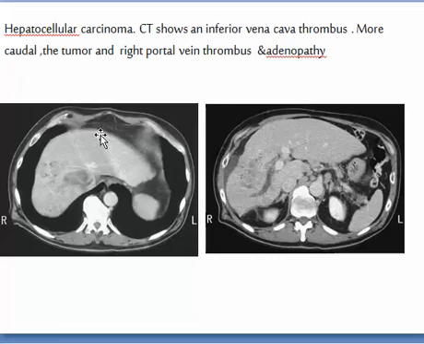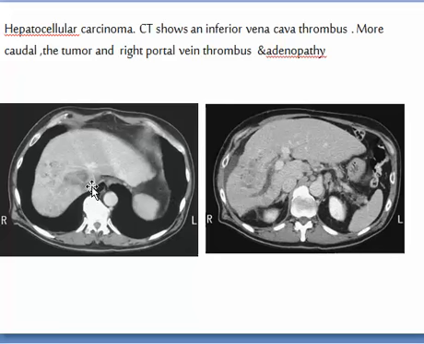Hepatocellular carcinoma, CT shows the inferior vena cava thrombus. More caudally the tumor and right portal vein thrombus. And the tumor is there. This is hepatocellular carcinoma with inferior vena cava and portal vein thrombus.